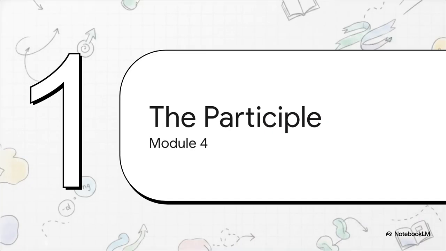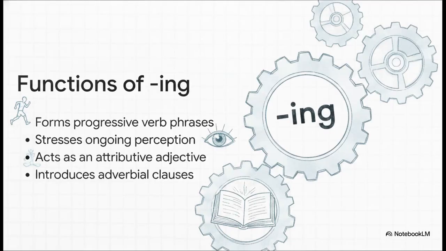Module 4. The participle. Now let's look at the present participle. This shares the exact same ing morphology as the gerund, which, let's be honest, is a huge source of confusion in linguistic analysis. But functionally, they are entirely distinct. While the gerund is playing the role of a noun, the participle is combining verbal, adjectival, and adverbial properties. When you pair it with the auxiliary to be, it becomes the structural engine that drives every single progressive tense in the English language. It highlights ongoing dynamic perception, like I saw her walking.